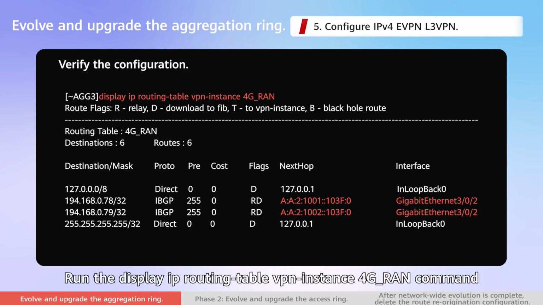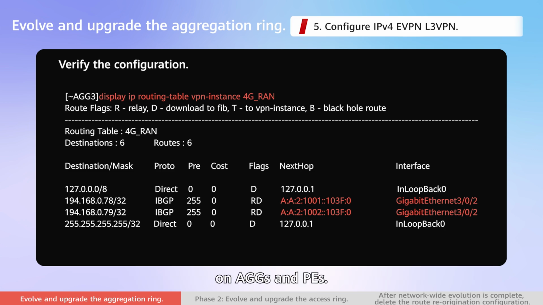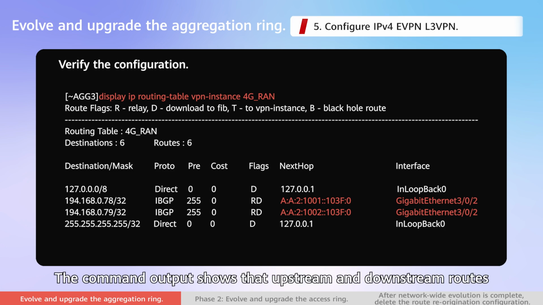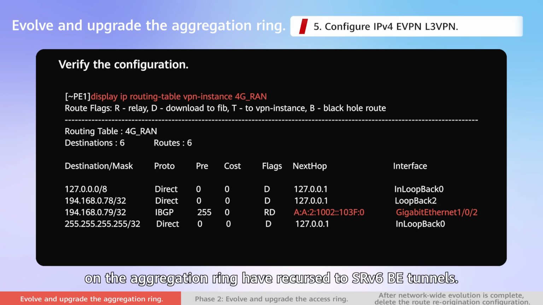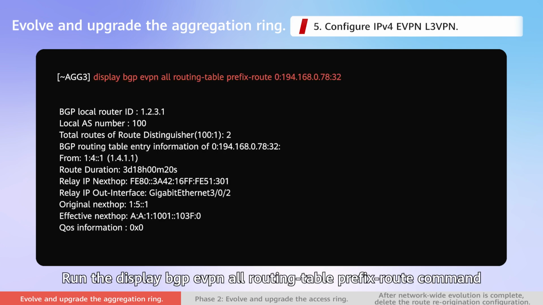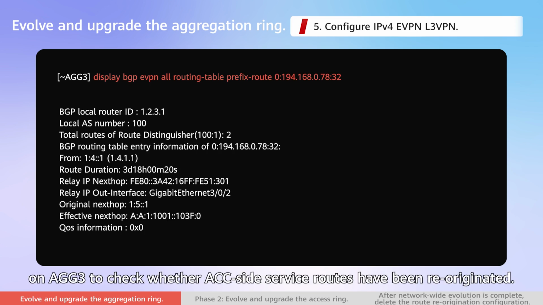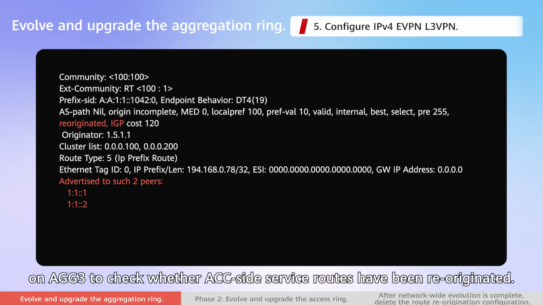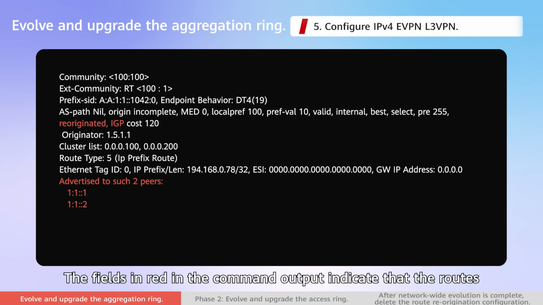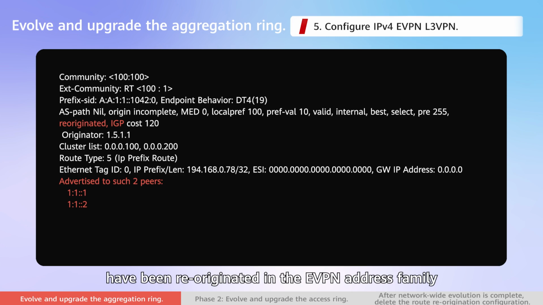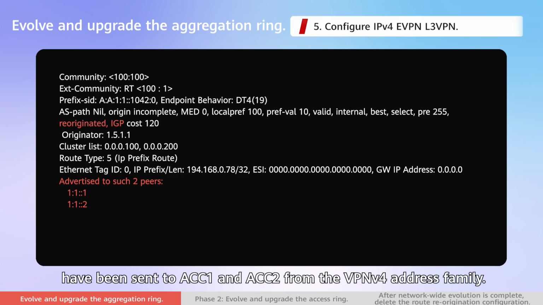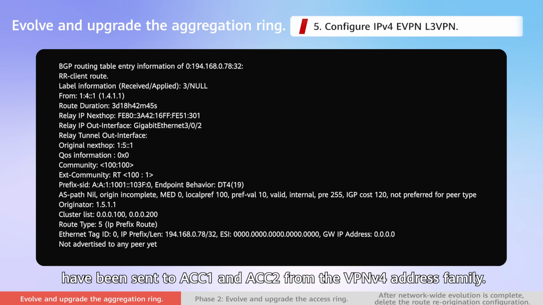Run the display ip routing-table vpn-instance command on AGGs and PEs. The command output shows that upstream and downstream routes on the aggregation ring have recursed to SRv6 tunnels. Run the display bgp vpnv4 all routing-table prefix command on AGG3 to check whether ACC side service routes have been re-originated. The fields in red in the command output indicate that the routes have been re-originated in the EVPN address family and re-originated routes have been sent to ACC1 and ACC2 from the VPNv4 address family.